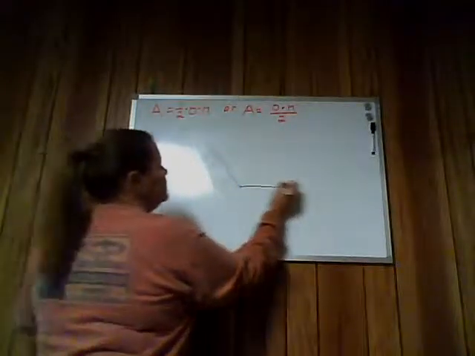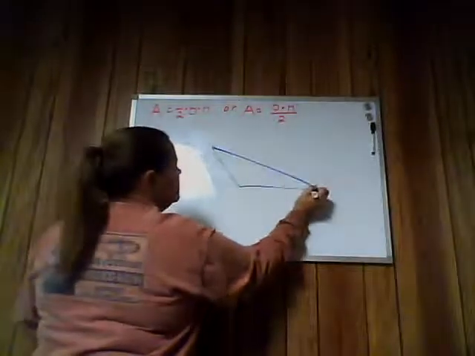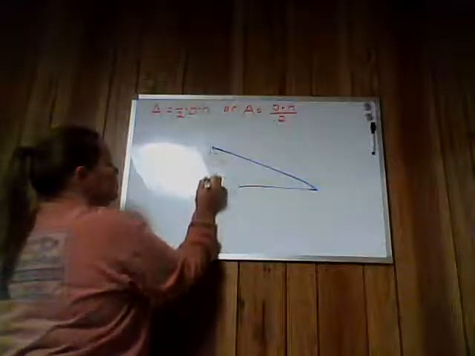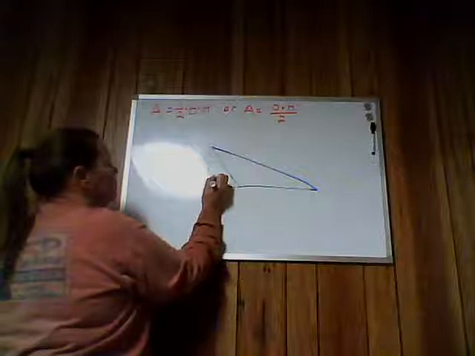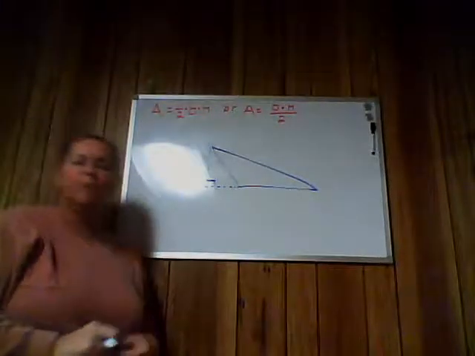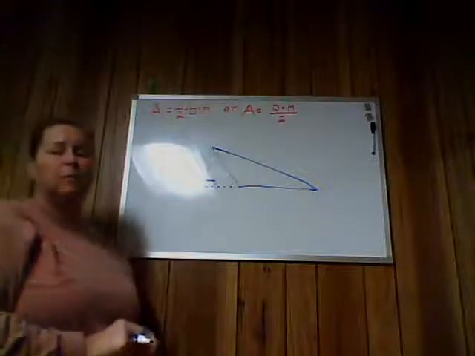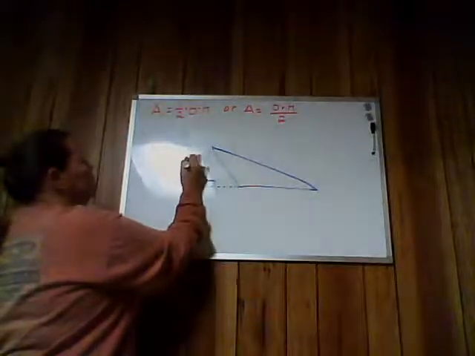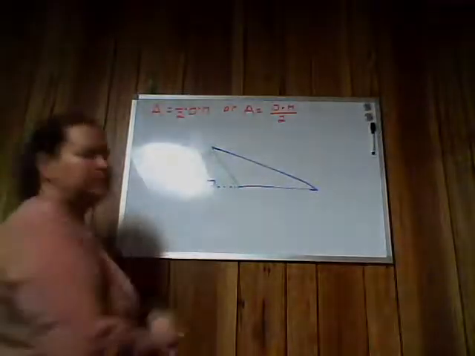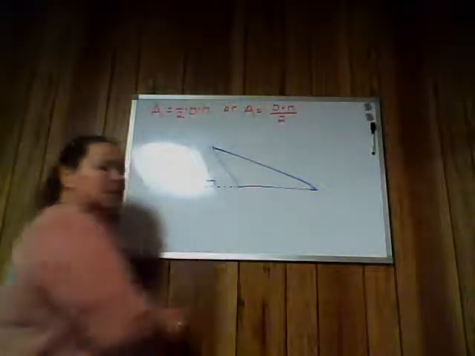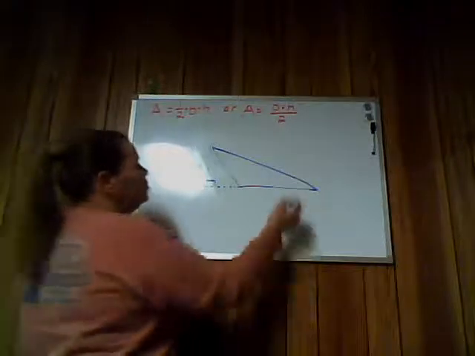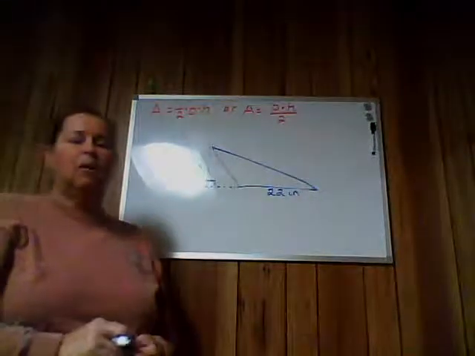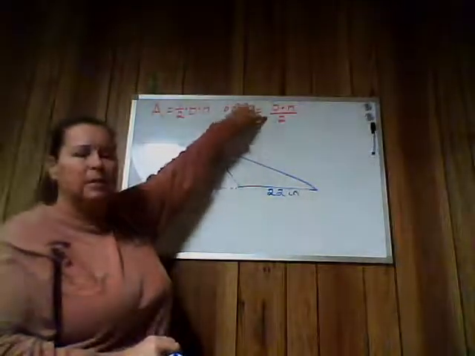Let's say my triangle looks like this. So that is how we'd have to give the height of this triangle. Okay, so let's say my height is equal to 14 inches. Here's going to be my base. So let's say my base is equal to 22 inches.